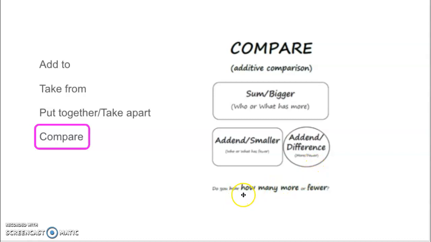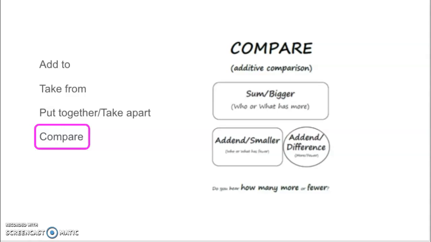So if you hear how many more or fewer, those are good keywords. You might not always hear them, but those are good keywords to help you know that we are comparing something. All right. So again, nothing's coming or leaving necessarily, right? But now we have the keywords how many more or fewer to help us.